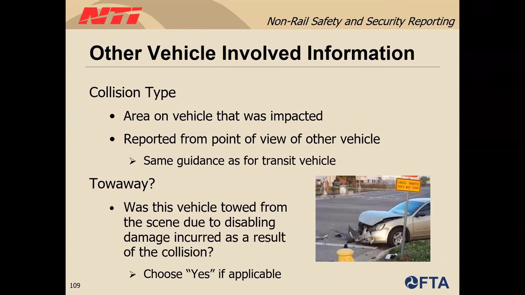Just as when reporting the transit vehicle collision type, you are indicating the part of the vehicle that was hit from the point of view of the other vehicle. The form includes the question, was this vehicle towed from the scene due to disabling damage incurred as a result of the collision? Answer yes or no accordingly. Please select no if the vehicle was towed because the operator was taken away from the vehicle and just wanted it towed. It must be due to disabling damage, even though that may only be a flat tire. This then would conclude the collision information screen.